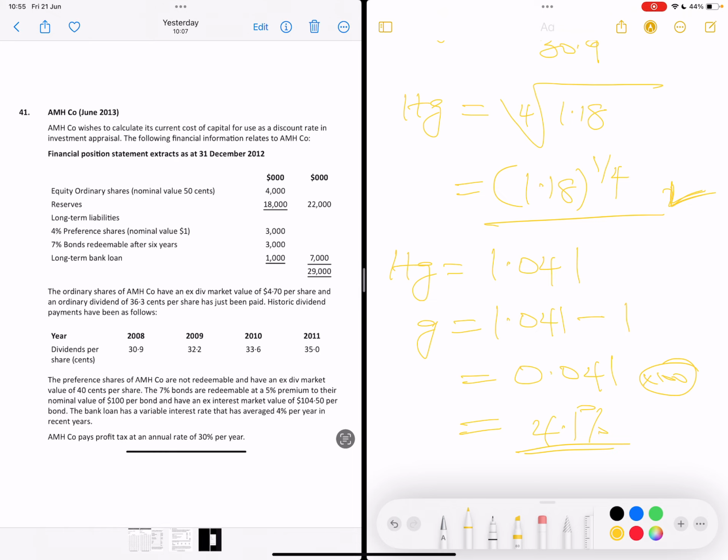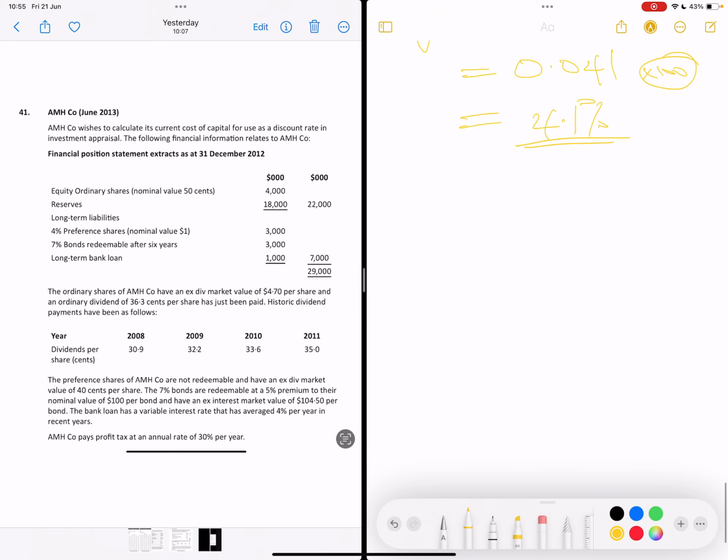So that is g. Now that we know our g, we can go to our Ke formula, that says D0 into bracket 1 plus g, divided by the ex-div price, plus g. So D0 is 36.3 cents, which is 0.363. Let's work in dollars so that we're consistent. And 1 plus 4.1%, divided by $4.7, which is the price of the shares, plus 4.1%. Remember, plus g.